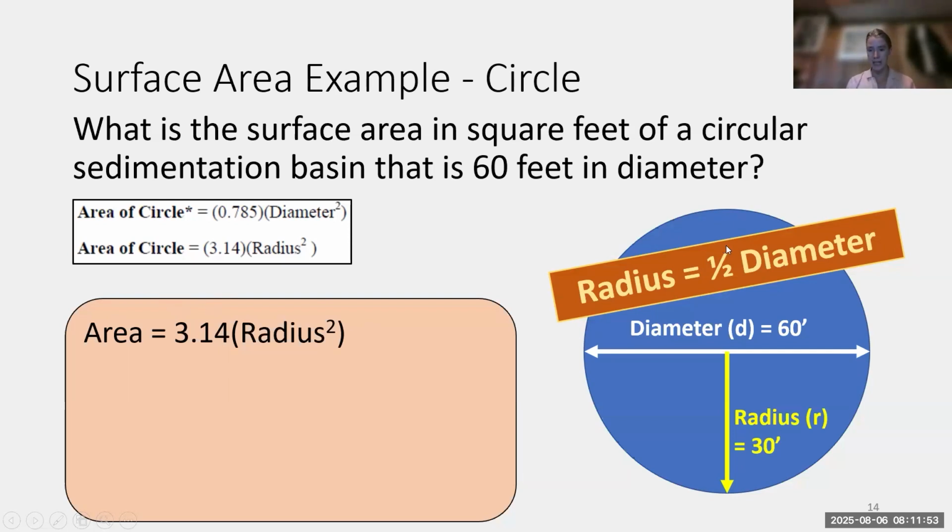Just remember that the radius is 1/2 the diameter. If the diameter is the length from one end of a circle to the other, then the radius is just going to be half that length. So in this case, because we know that the diameter is 60 feet, we can calculate the radius as 30 feet, because 30 is half of 60. So let's go ahead and plug that into our equation here.